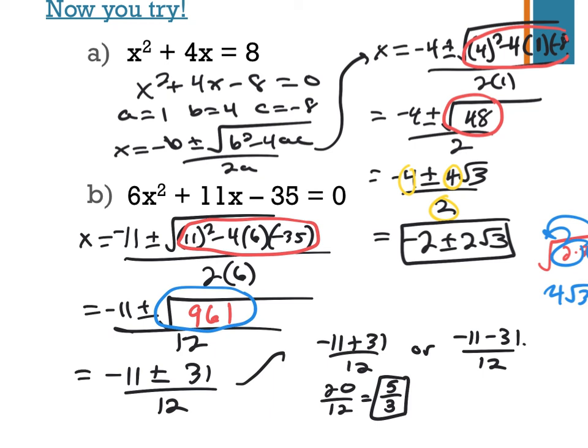And then the other one I get is negative 42 over 12. And both of these are divisible by 6, I believe. So if I divide 6 out the top, I get negative 7. If I divide 6 out the bottom, I get 2. And so negative 7 over 2 is your final answer there.